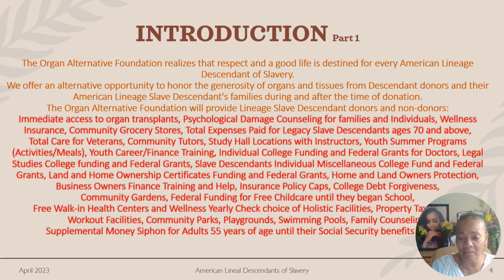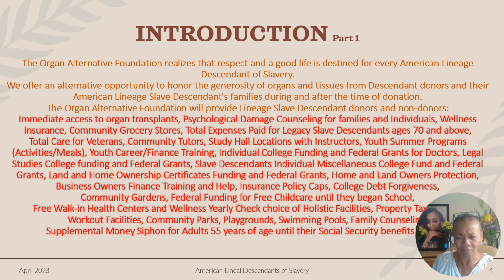Individual college funding. I don't know what that is. Federal grants. Okay, so doctors. People that are descendants that want to train and want to be doctors, want to go to school for nursing and doctoring, because we're always going to need some descendants to keep us healthy. All right, because we got this wellness insurance that's going to make sure we go get ourselves checked. So we're going to need a lot of descendants to be trained as doctors.